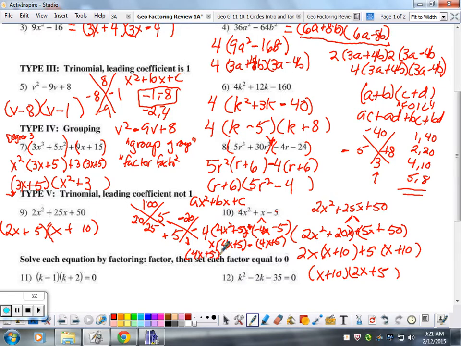And what's left? X minus, well, what's the coefficient here? 1. 4x plus 5 and x minus 1. Well, remember this from last year?